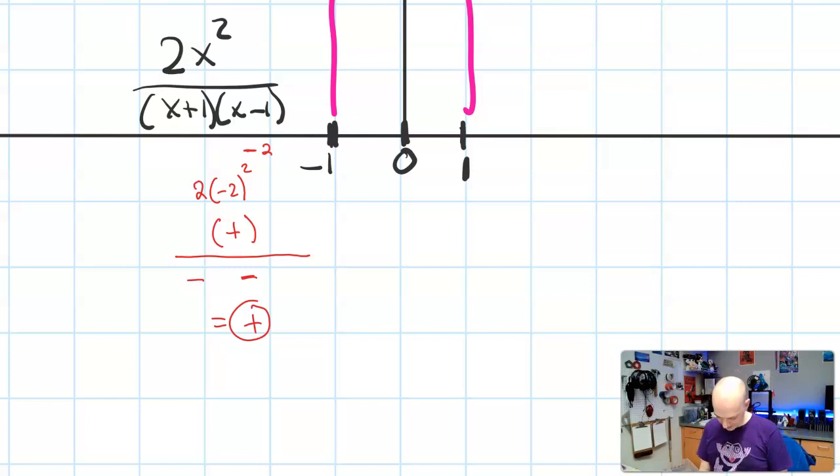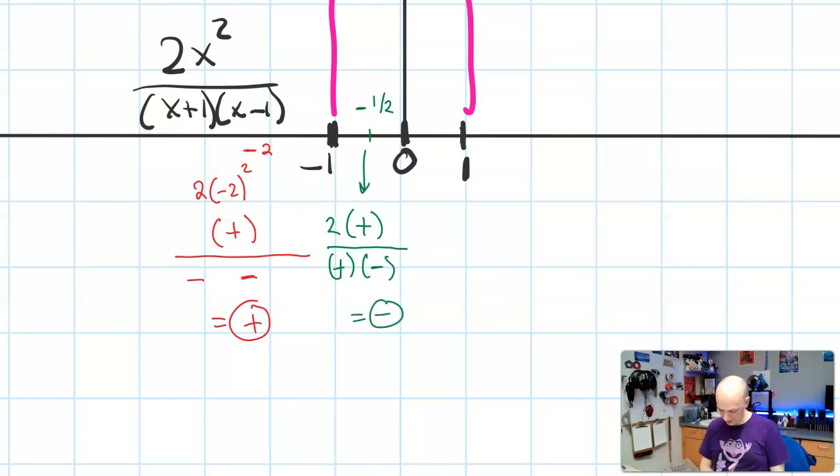Okay, now I'm going to flip here and maybe test -1/2. This is one I really don't want to plug in. So the sign approach is going to be really nice. If I test -1/2, well, I know the top has to be positive because it's something squared times a positive 2. The bottom, -1/2 plus 1, is positive. -1/2 minus 1 is negative. So the net sign is negative, less than 0.